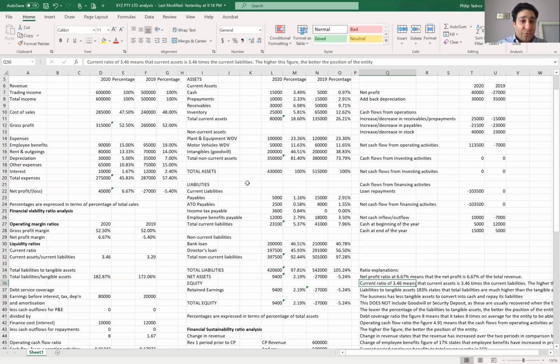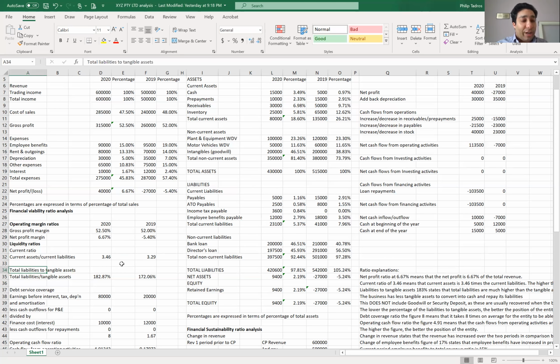Now, the higher this figure, the better it is for the position of the entity. It's recommended that the current assets be at least 1.5 times the current liabilities in order for the business to be able to maintain its current obligations.